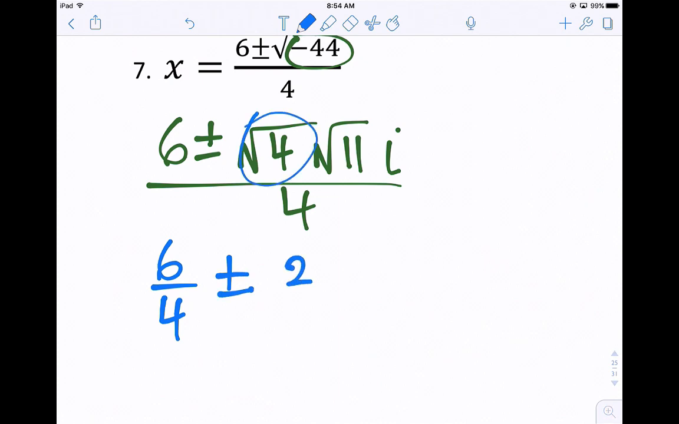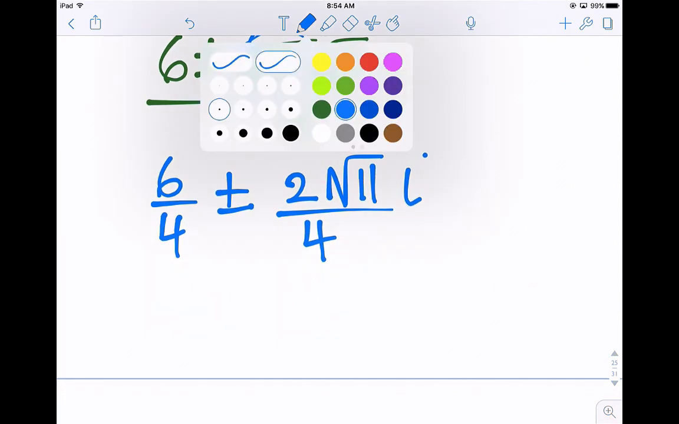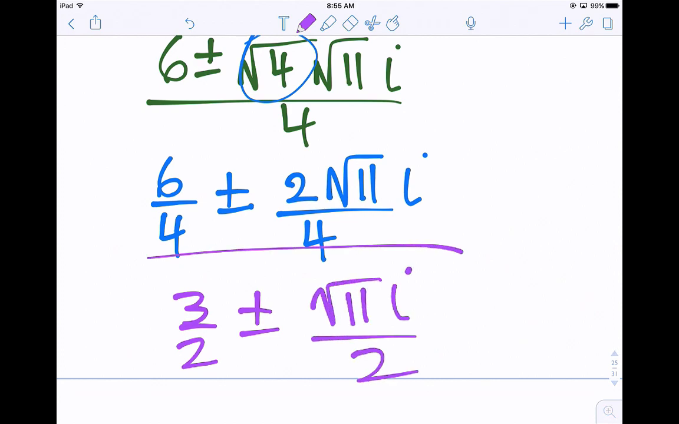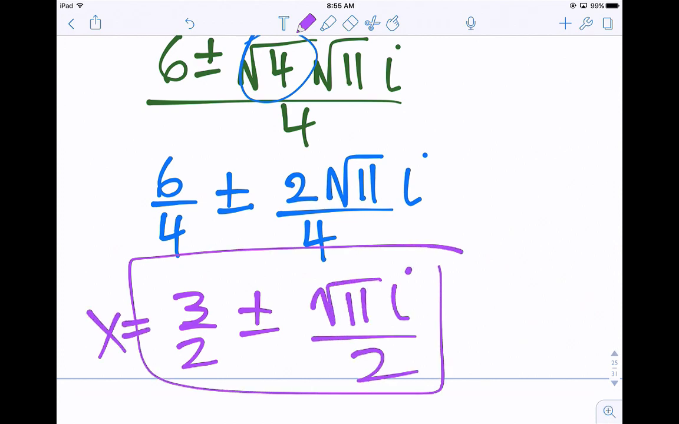The square root of 4 is 2. So 2 over 4, square root of 11i. Let's reduce these fractions. 6 over 4 is the same as 3 over 2. 2 over 4 is the same as 1/2, so you have square root of 11i over 2. And those are your 2 answers. We can say x equals.